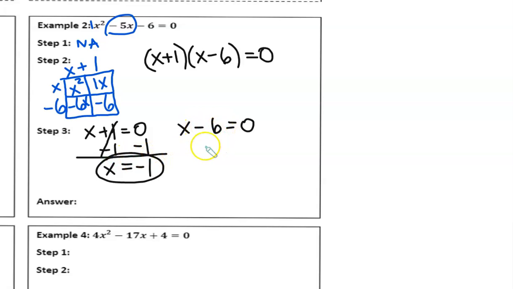Over here, I have a minus 6. How do you undo minus? A plus. So I'm going to add 6 to both sides. Negative 6 plus 6 zeroes out. On the right side, I get 0 plus 6, which is a positive 6. So it looks like my other answer is 6. Okay, and that's it.